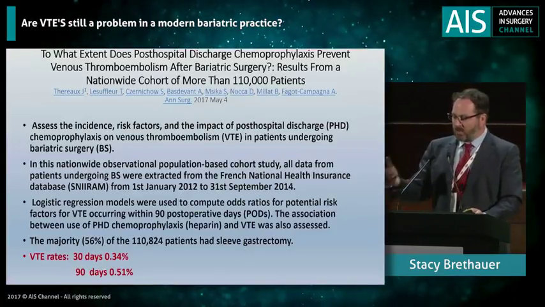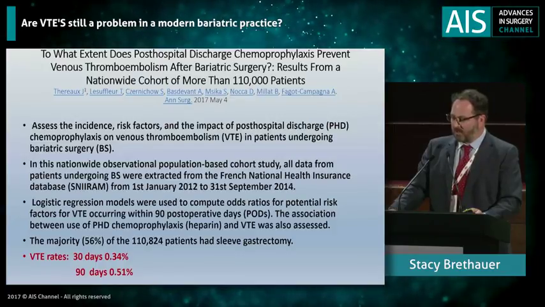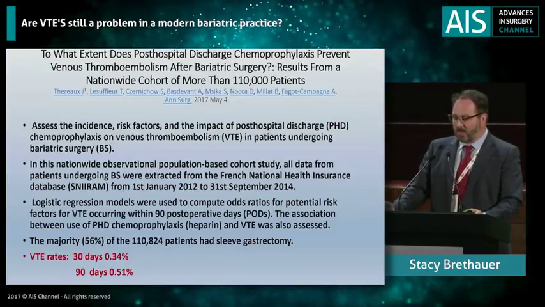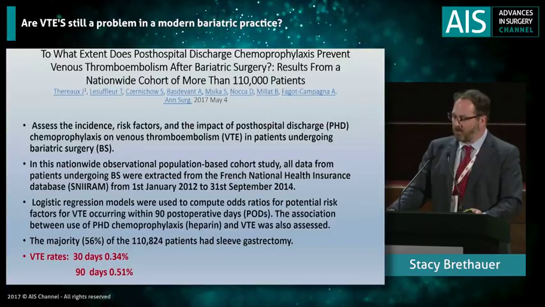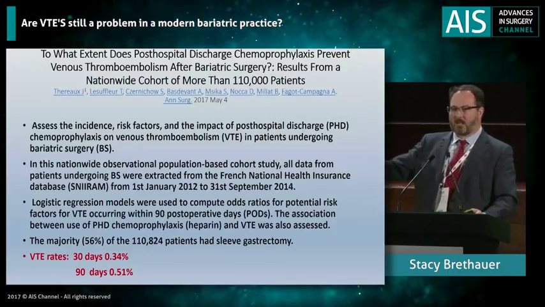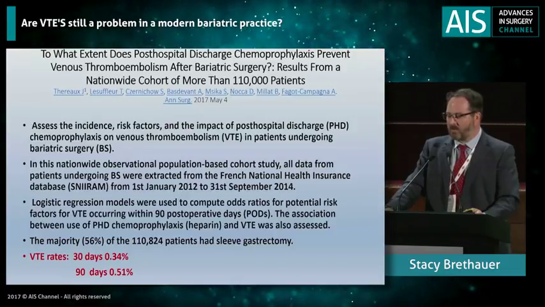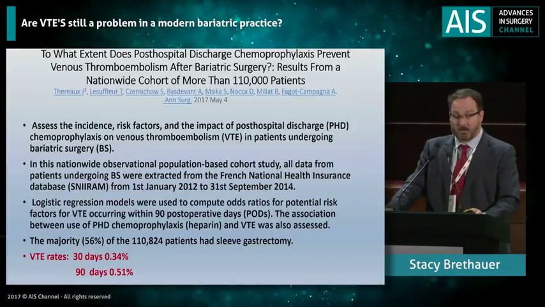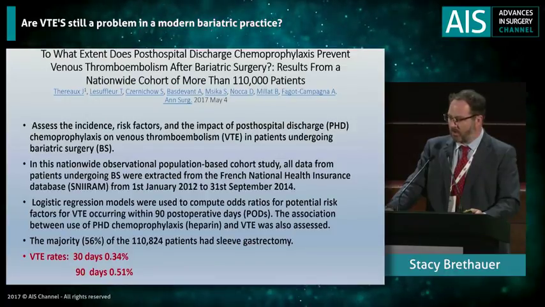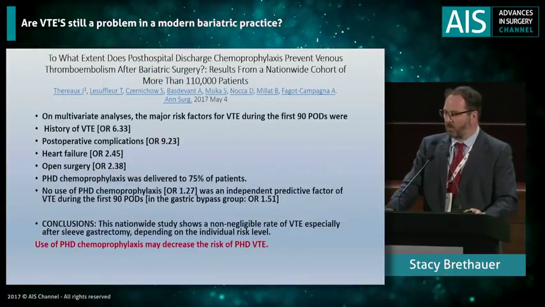The majority of the patients in this study, about 56%, had sleeve gastrectomy, and the rates at 30 days were similar to ours, 0.3%. But interestingly, when you go out to 90 days, you add another 0.2% to that initial early complication rate, so it's 0.5% at 90 days. So I think it's important we continue to watch for these beyond the 1 month.